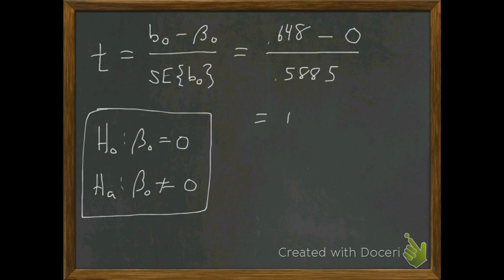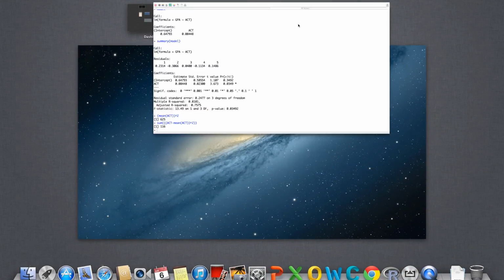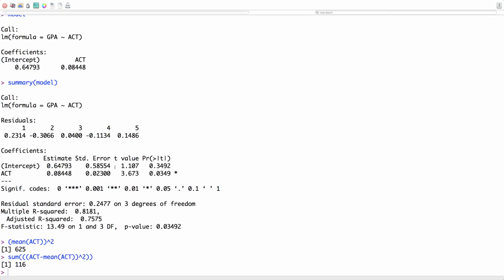So we get a test statistic of 1.101, which is precisely what we expected to get. All right, now you might say, well, this gives us 1.107. You know, we have to appreciate that we have rounding error. I've rounded some things to 3 places, 4 places, because I don't want to sit there and write out decimals.